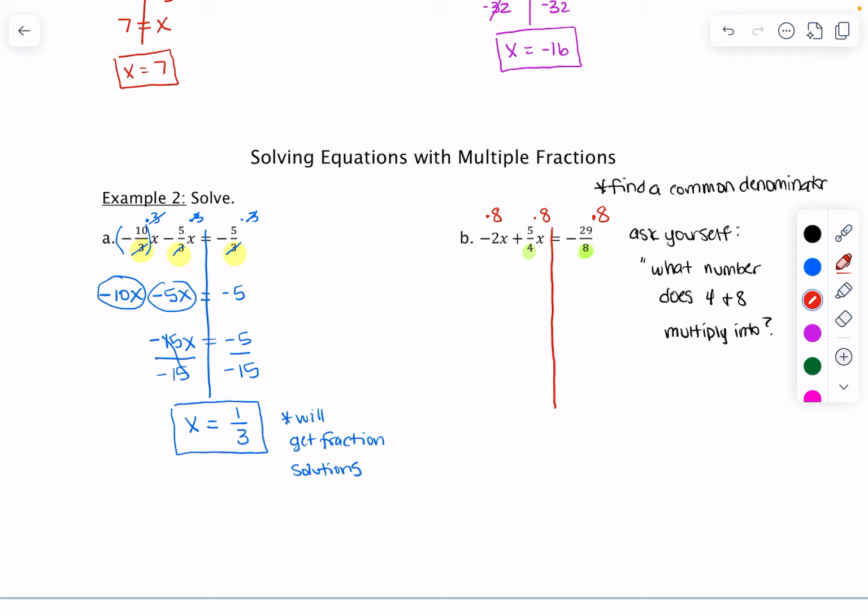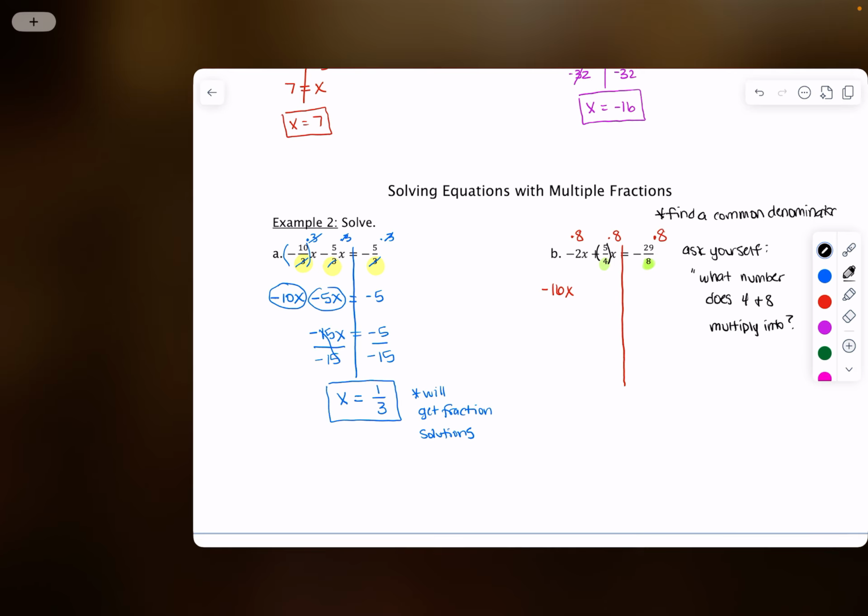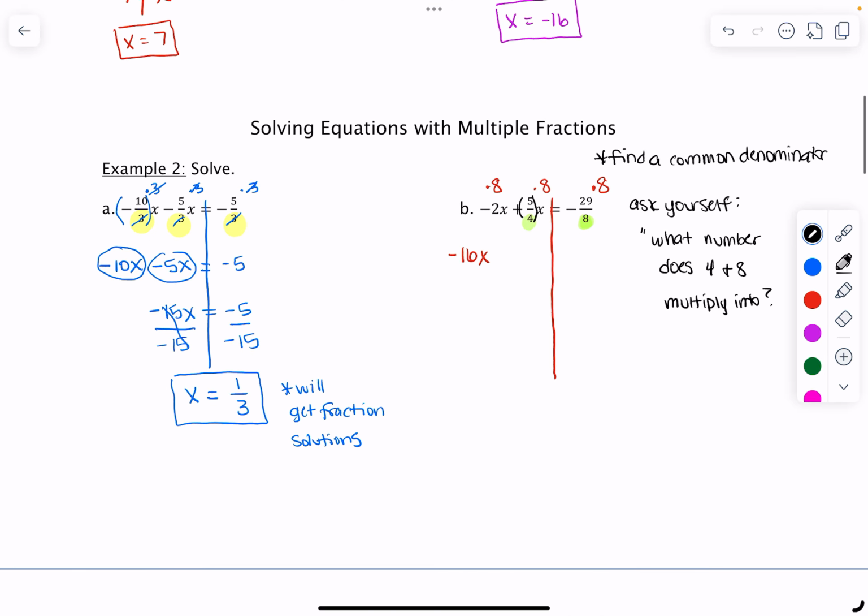Okay, so now that I've picked 8, I'm going to go ahead and do all my multiplication. This first 8 times negative 2x gives me negative 16x. The next thing I'm going to do is draw in my parentheses for this one, because technically what I'm doing is 8 times 5/4. So I'm going to go to my calculator and do 8 times 5/4.